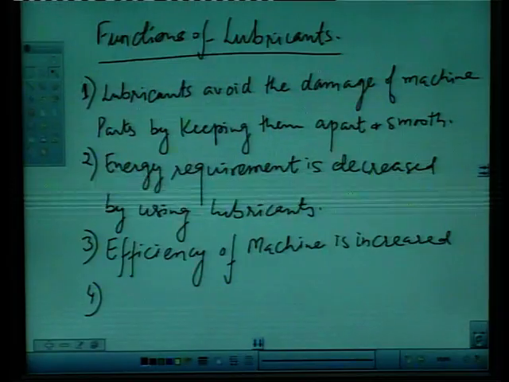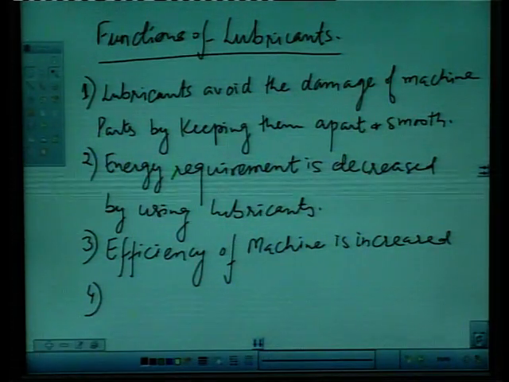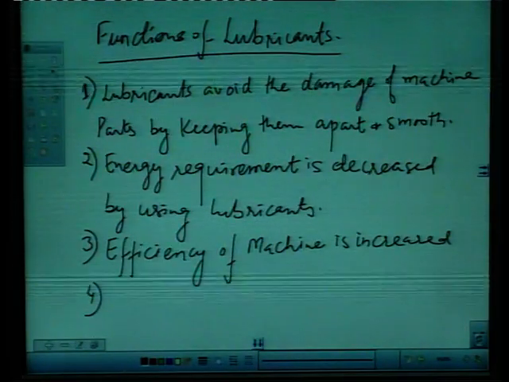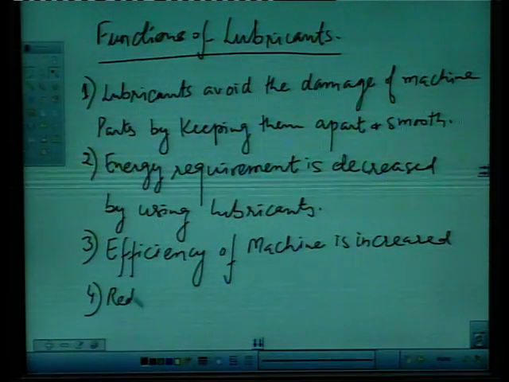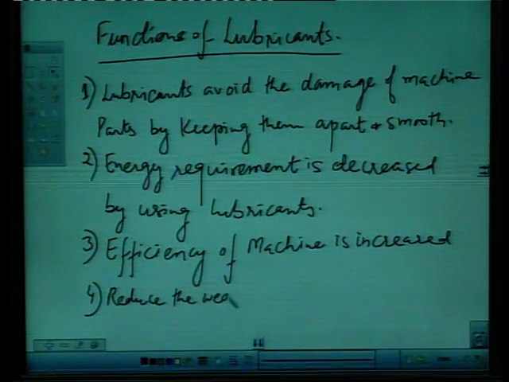So, lubricant reduces the wear and tear of machine parts by keeping them apart.